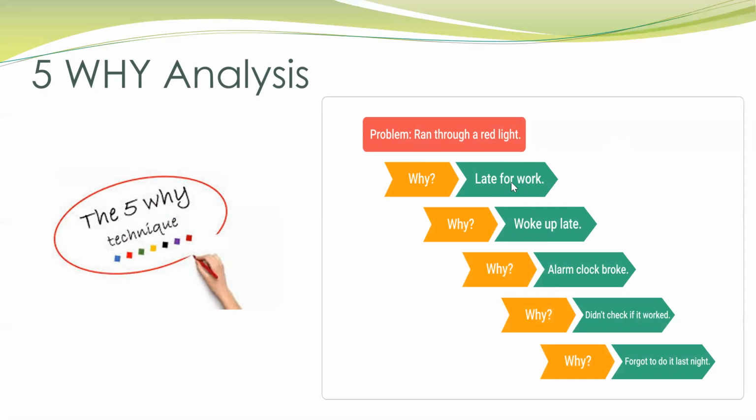The person says that got late for work, so probably they had to rush through, right? So then we ask another question as to why he was late for work. Then he says woke up late. Then why the person woke up late? Then the person says the alarm clock broke. Again, there is a why, the fourth why, asking why the alarm clock broke. The answer to that is didn't check if it worked.